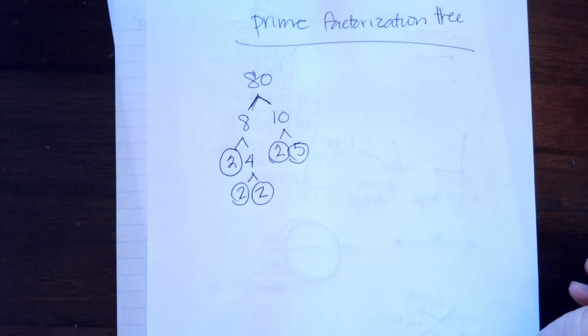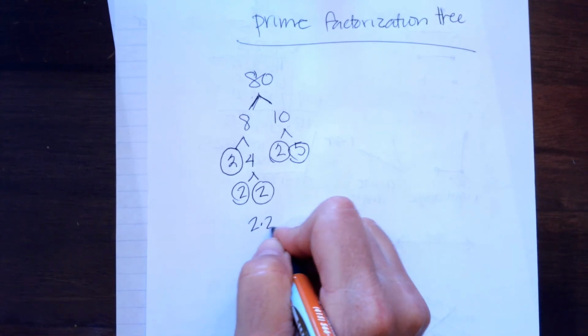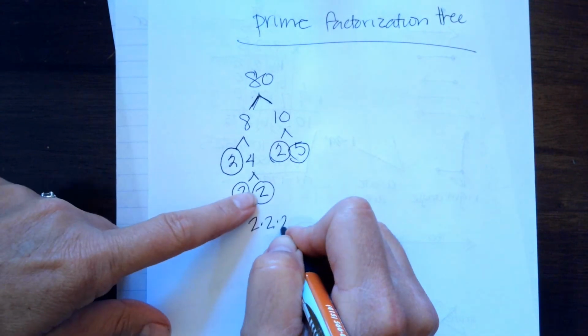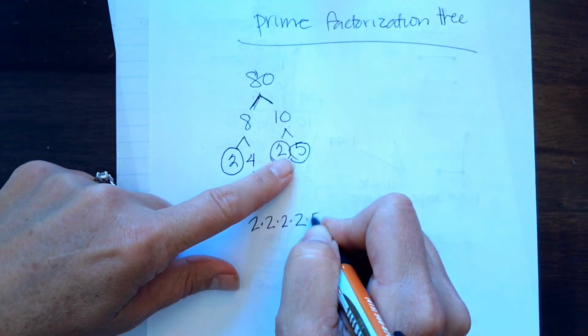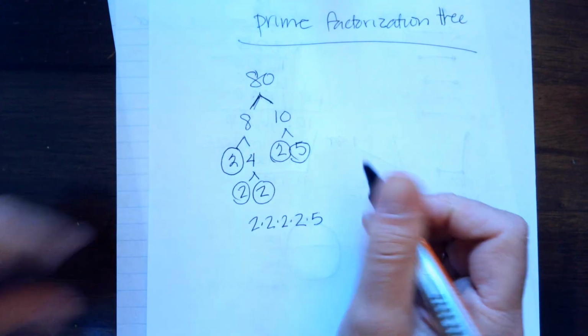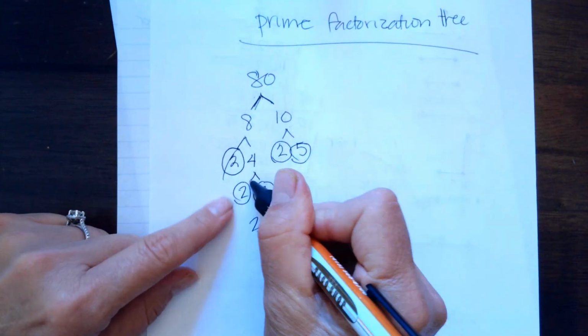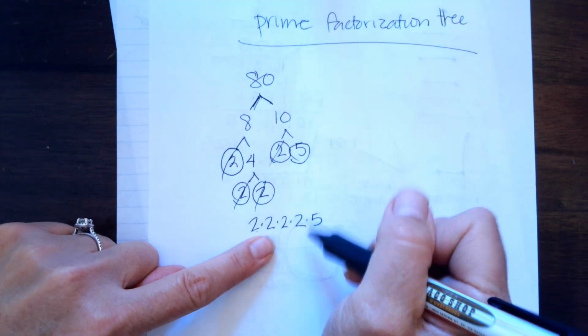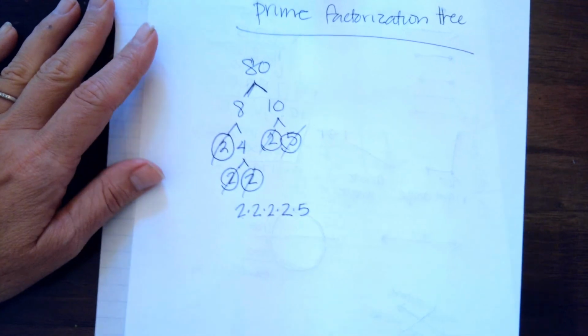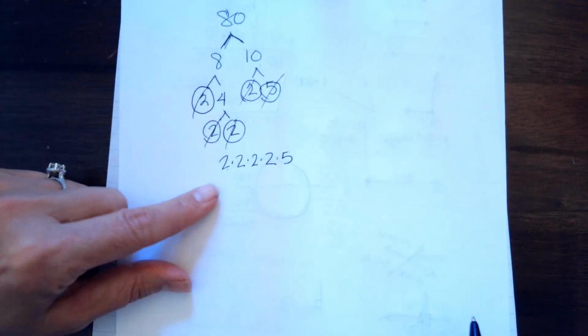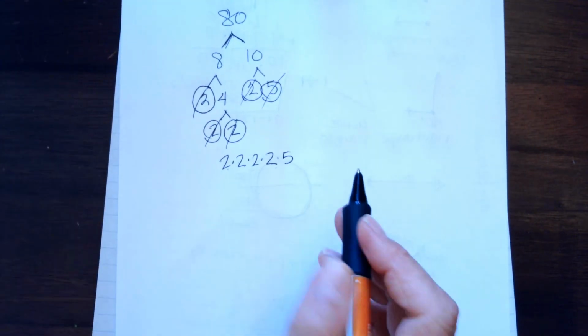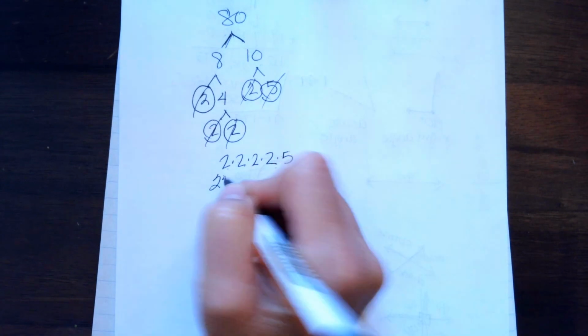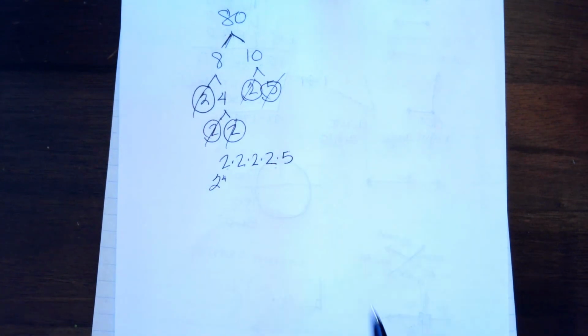Now I put all of the numbers in order from least to greatest. So I'm going to go 2 times 2 times 2 times 2 times 5. And you can mark them off like this, 2, 2, 2, 2, 5, just to make sure you have all of them. And then if there's any repeating ones, you're going to make it into a power, like 2 to the 4th power times 5.